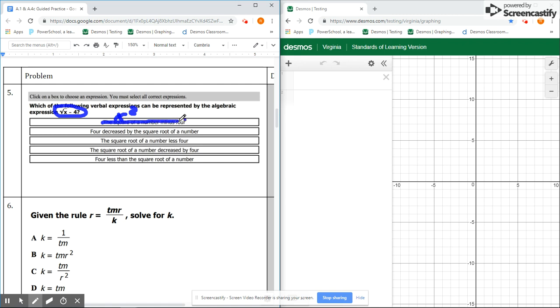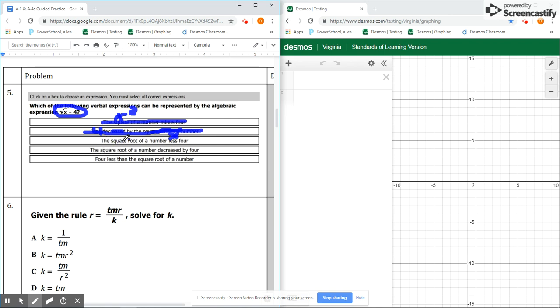Cross that one off. 4 decreased by the square root of a number. So decrease means minus. All right, and we have 4, and we have square root of a number. However, decreased is not one of those words where we switch, and so this is also not going to work.